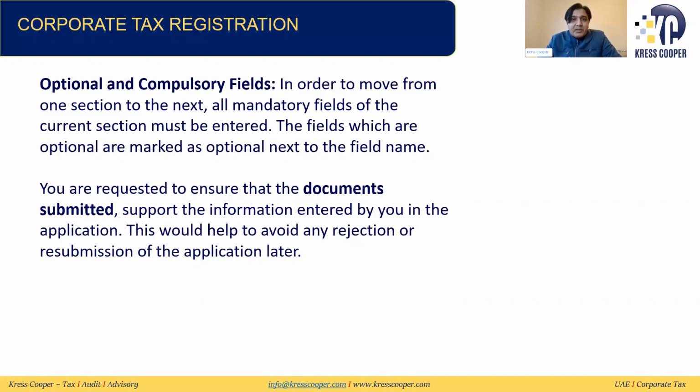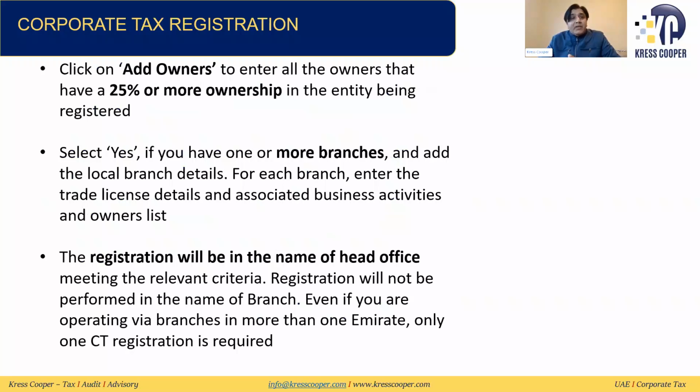You need to fill in the compulsory application information at least. Then we need to request to show documents are submitted as required by the FTA. As I mentioned, owner detail, these are the wording that are taken from the guide. Owner detail, at least you need to enter the owner who are holding at least 25% or more ownership. We need to enter the detail of the branches as well.